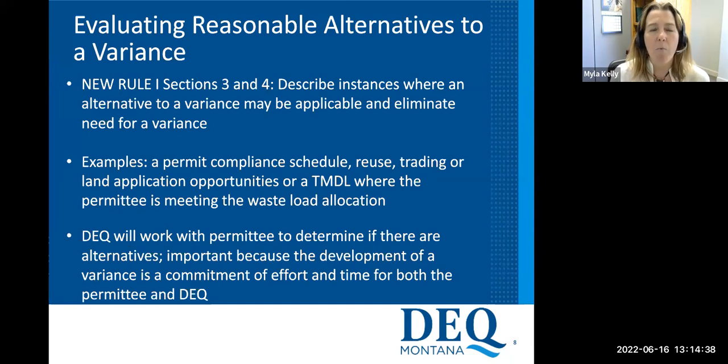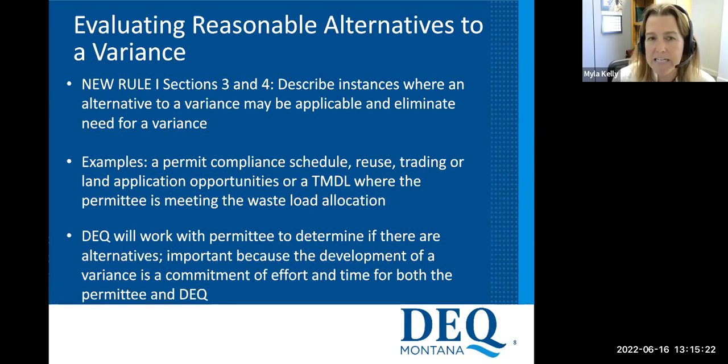Okay, so one aspect of the rule, which you would see in sections 3 and 4 of new rule 1, describes instances where an alternative to a variance may be applicable and eliminate the need for a variance. These are things like a permit compliance schedule, reuse, trading, land application opportunities, or a TMDL where the permittee is meeting the waste load allocation. So the rule itself outlines what those instances are where an alternative could be found, and DEQ would work with a permittee to determine whether there were any alternatives.